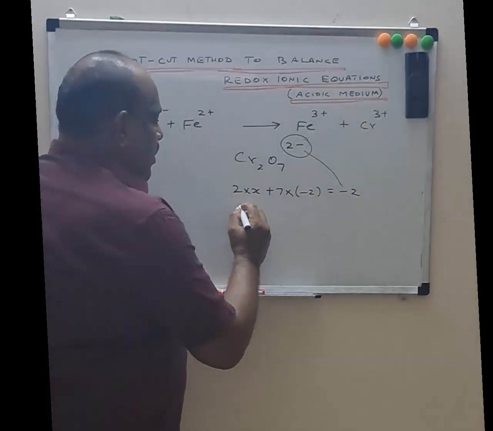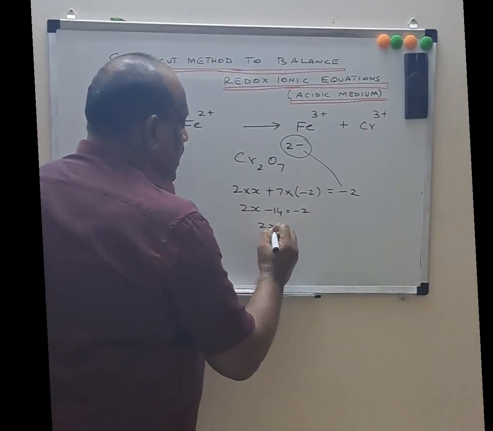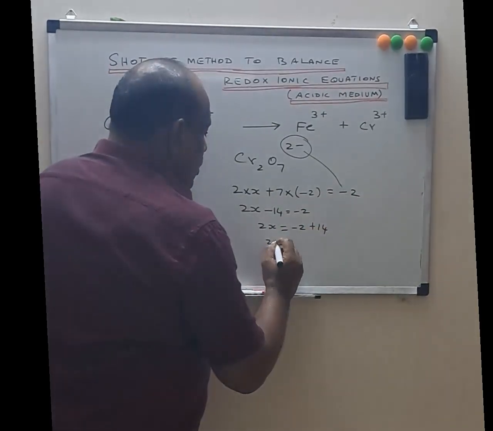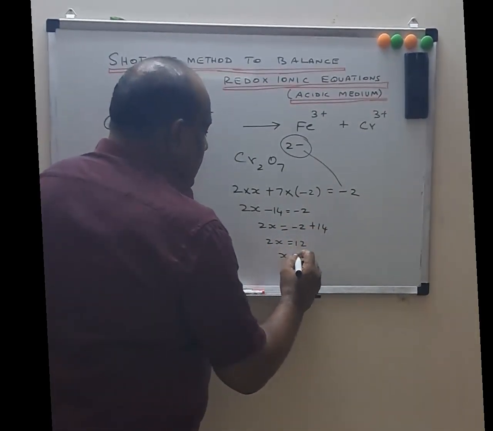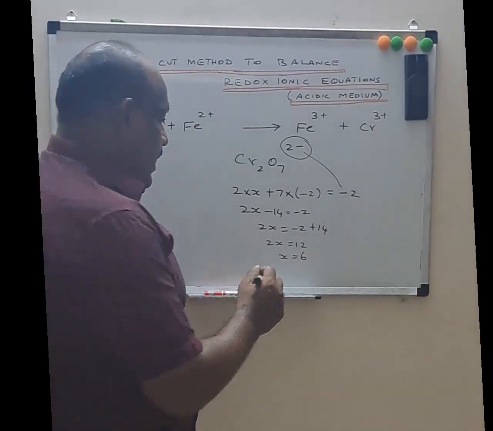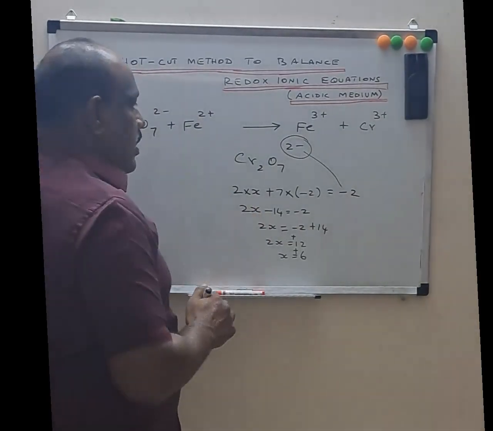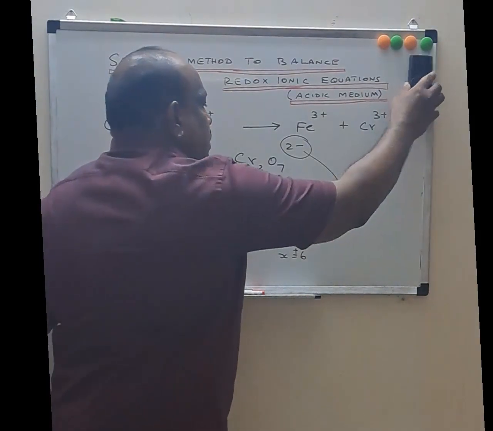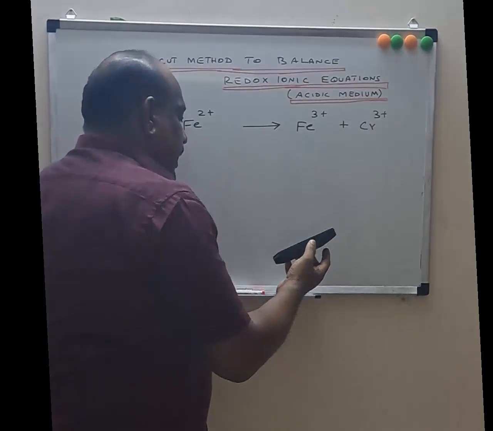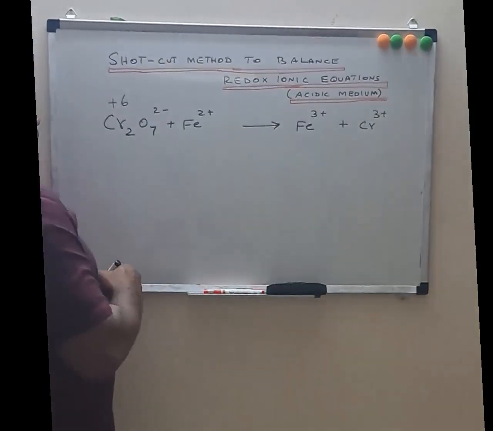So from this, we get 2x minus 14 is equal to minus 2. So 2x equal to minus 2 plus 14. 2x equal to 12, x equal to 6, which means the oxidation state of one chromium atom is plus 6. So up to here, it is the same as the previous method. First we want to find the oxidation number of each and every atom involved in the ionic equation. The next step is very simple.